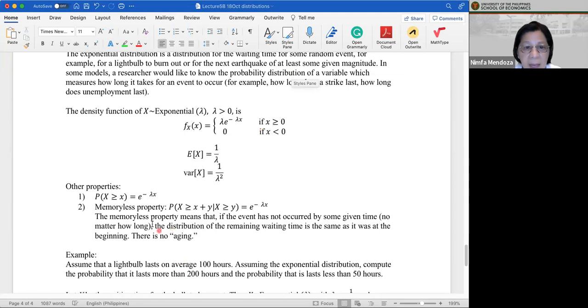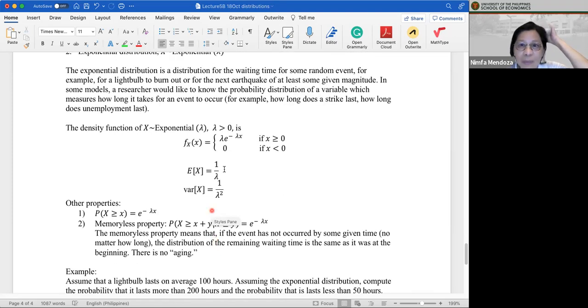Okay, the memoryless property means that if the event has not occurred by some given time, no matter how long, the distribution of the remaining waiting time is the same as it was at the beginning. There's no aging.